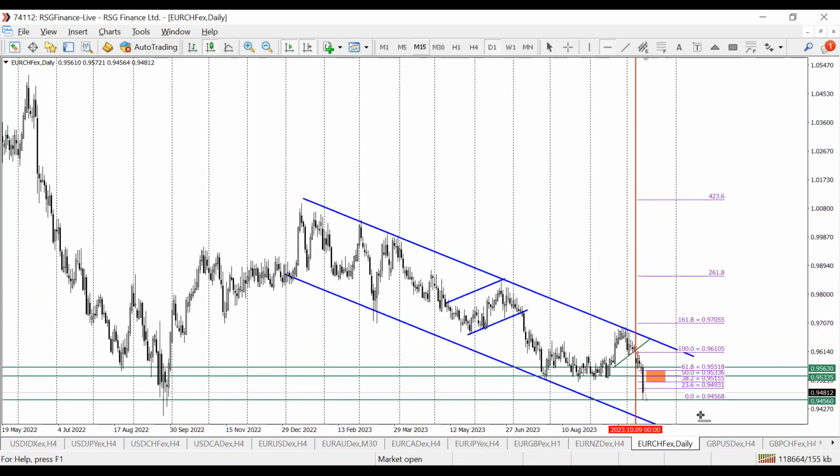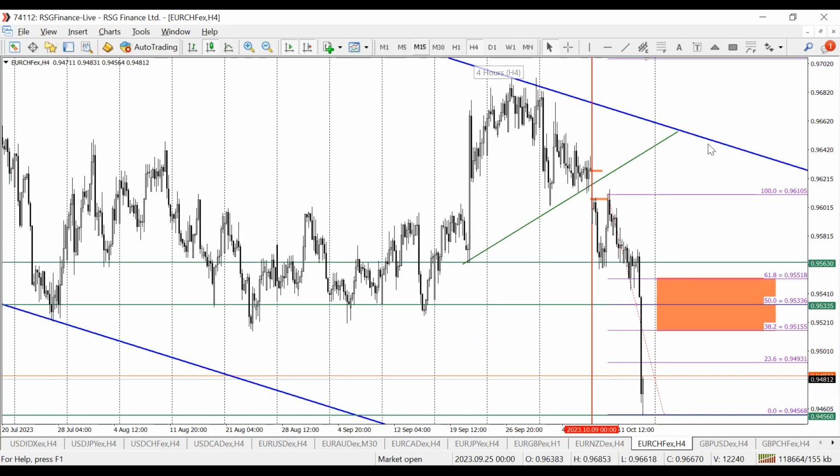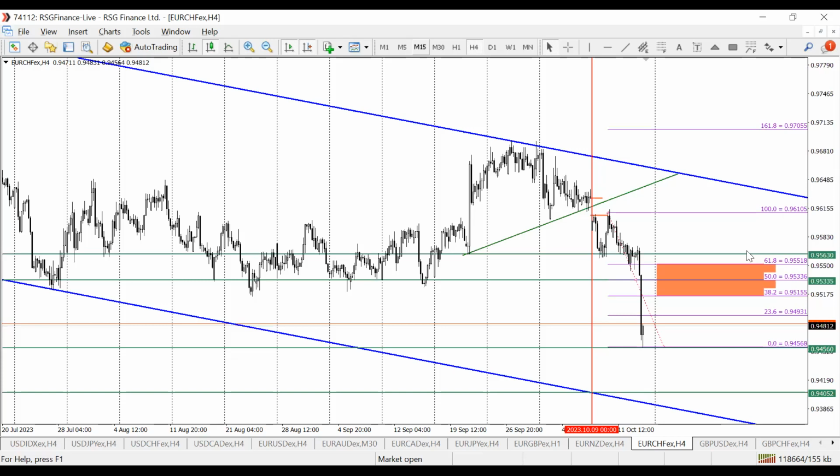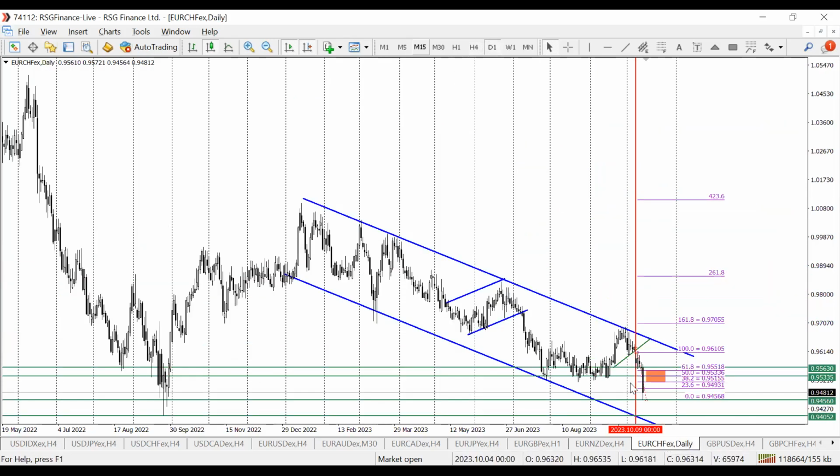Now, once that is smashed, my next target will be the previous low here, and that is 0.9405 level. Okay, so in case you're trading this Euro Swiss franc, those will be my targets for the week, and you can see it corresponds to the lower boundary of this channel. So this is a nice setup for me.